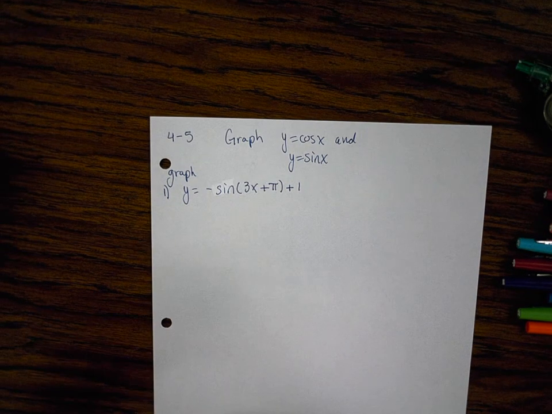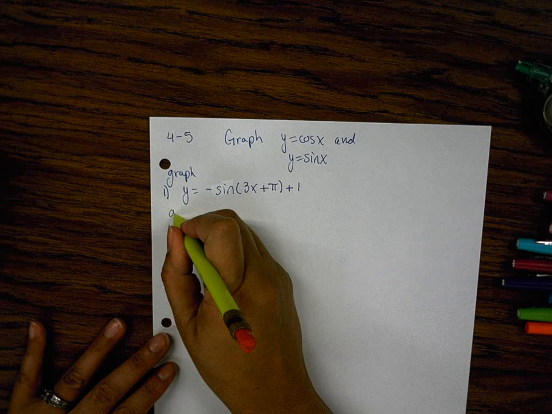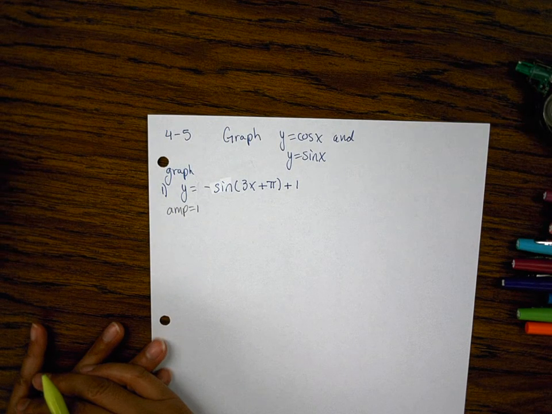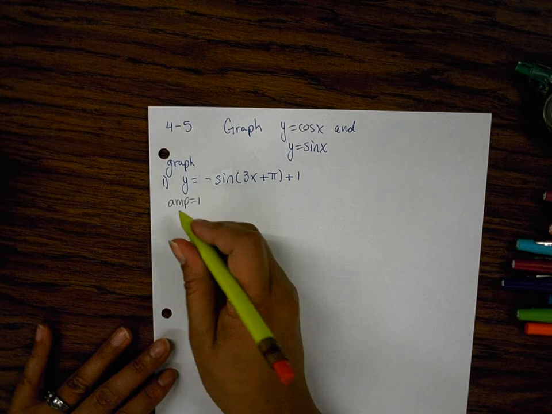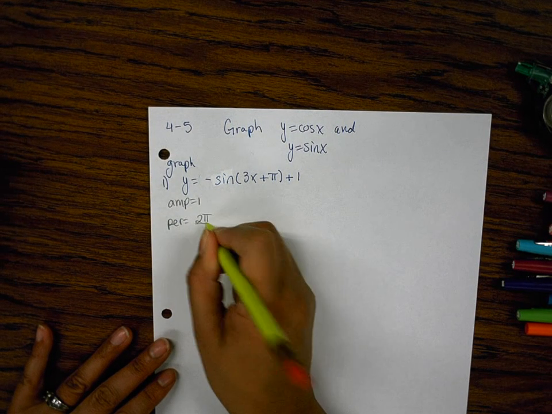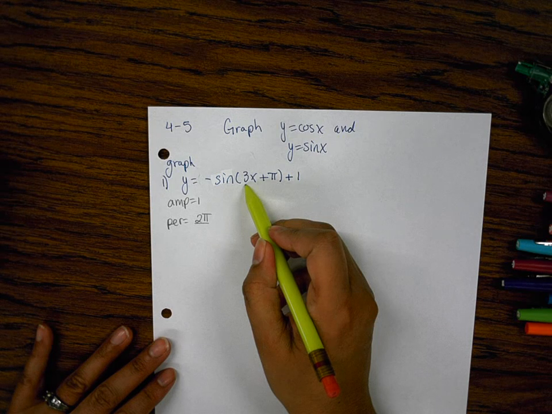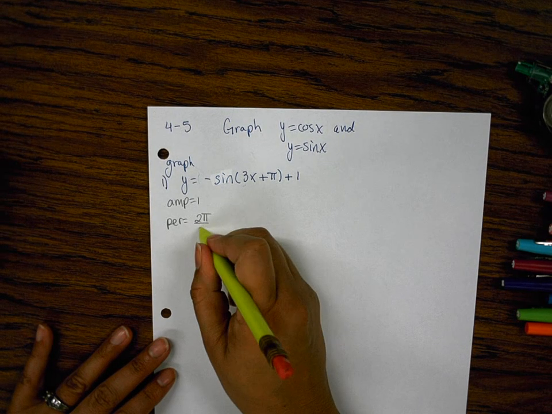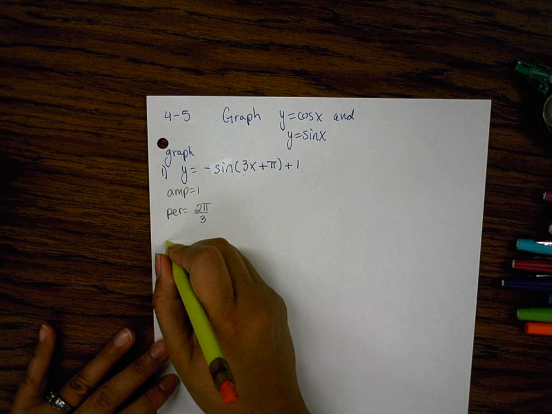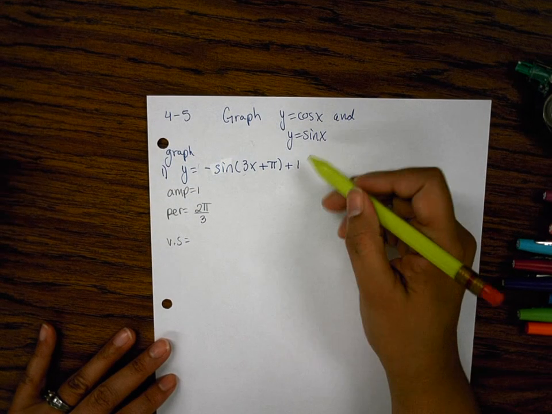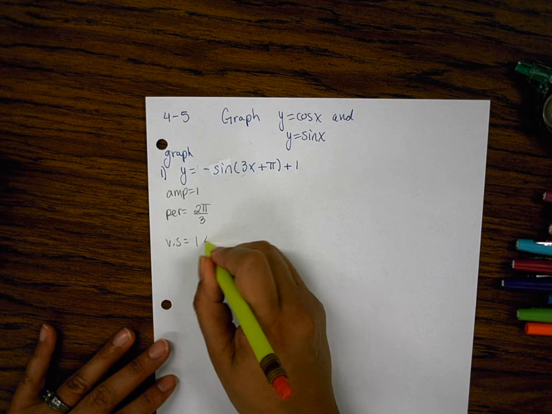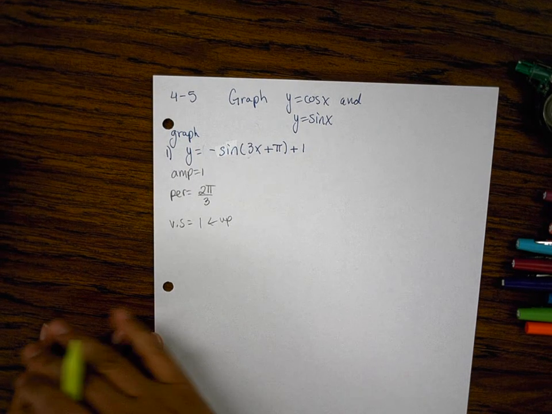The amplitude is positive 1 because amplitude is always positive. You take the absolute value of the -1 and you get positive 1. Period, remember, is 2 pi over b. B is the 3, it's the coefficient of x. So 2 pi over 3 is your period. Your vertical shift is your outside. It's positive 1, so it's going 1 in the upward direction because it's positive.